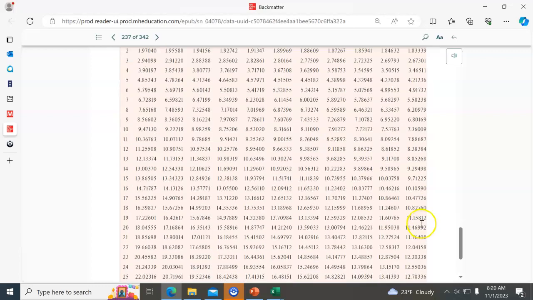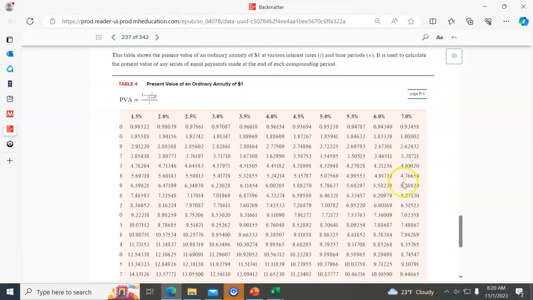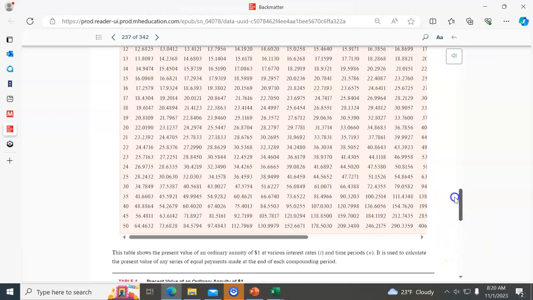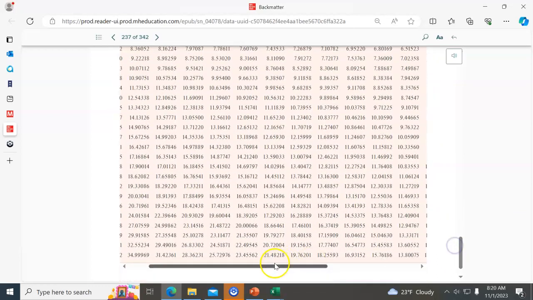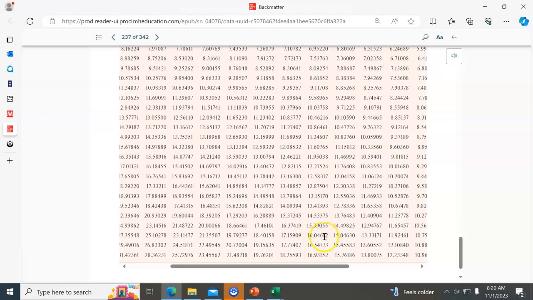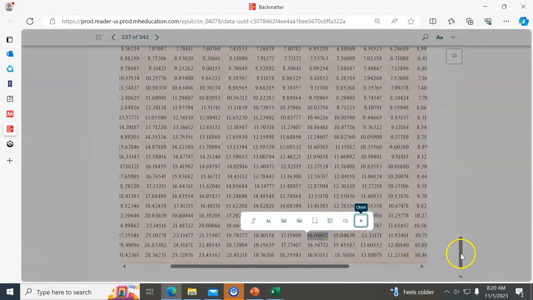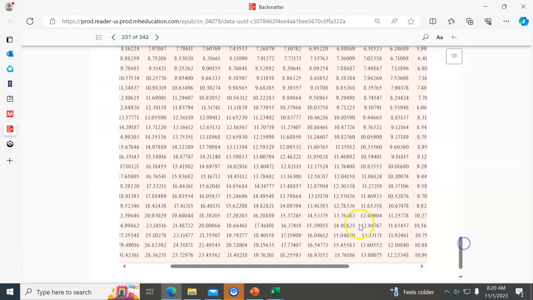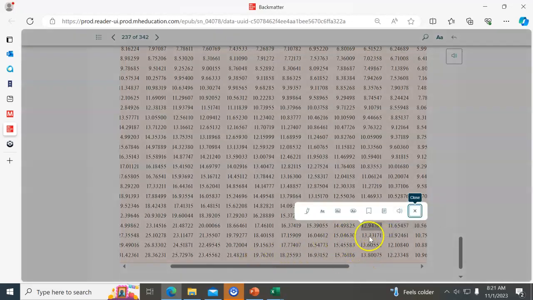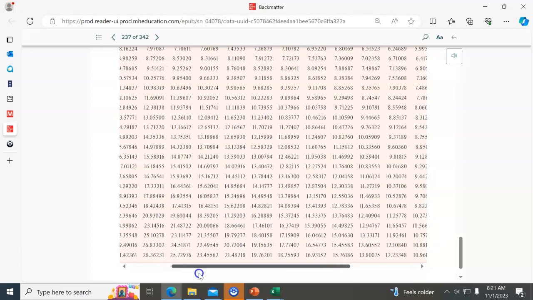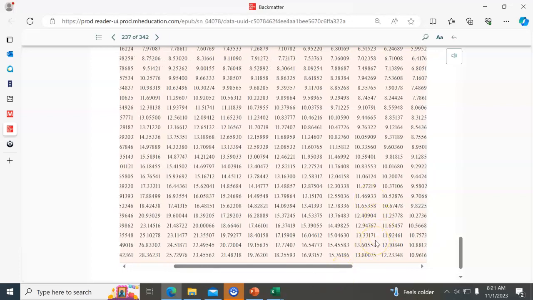We're going to look at 7%, right? Isn't it 7%? Times 40 periods. 7%, 40 periods is here. Is this right? This 16.04? No, 7%. Is it this one? 12.9? One more down? This 13.33171? Yeah, 13.33171. Do you see how I got to it, guys?